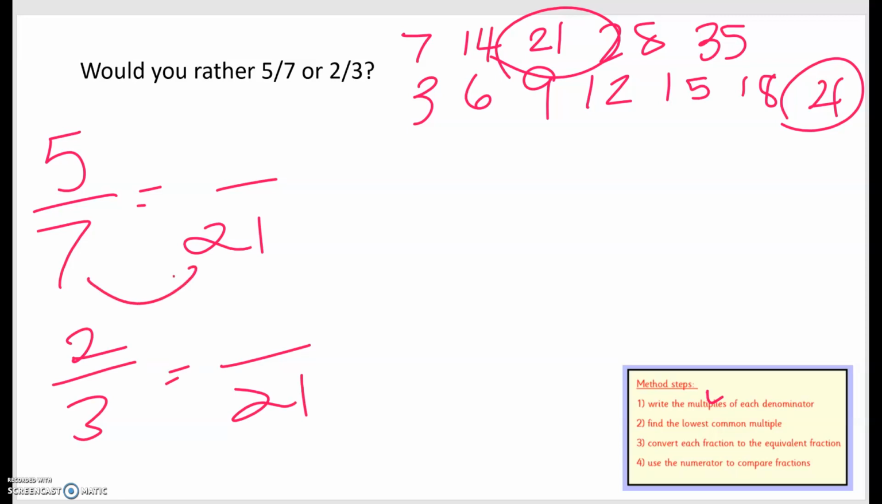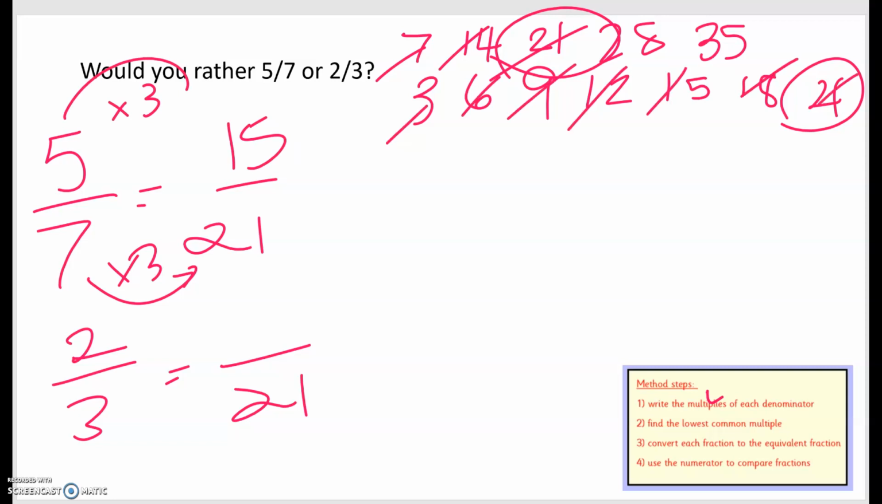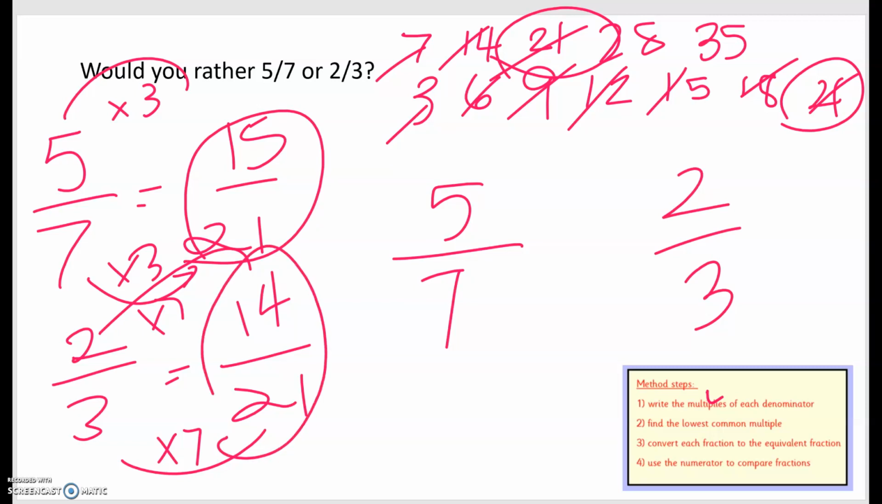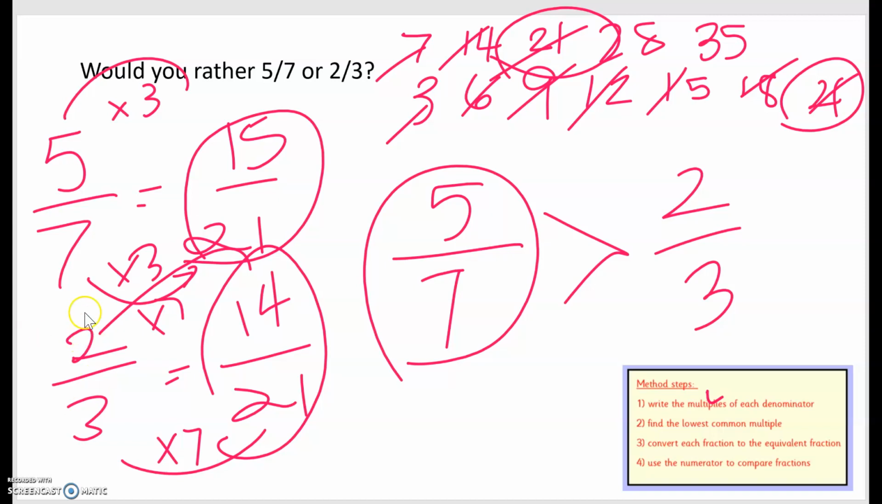So 7 times 1, 2, 3 is 21. 5 times 3 is 15. 3 times 1, 2, 3, 4, 5, 6, 7 is 21. 2 times 7 is 14. So 5/7 or 2/3: 5/7 is 15 21ths, 2/3 is 14 21ths. So 5/7 is greater than 2/3, and I would rather have 5/7 because I'll get more parts of the cake.